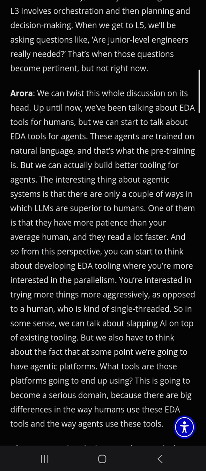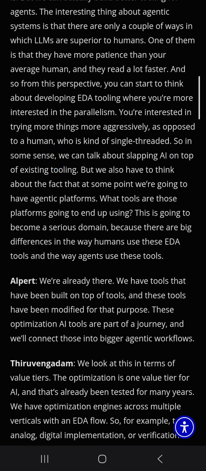And so from their perspective, you can start to think about developing EDA tooling where you are more interested in the parallelism. You're interested in trying more things more aggressively, as opposed to a human who is kind of single-threaded. So in some sense, we can talk about slapping AI on top of existing tooling, but we also have to think about the fact that at some point we are gonna have agentic platforms. What tools are those platforms gonna end up using?